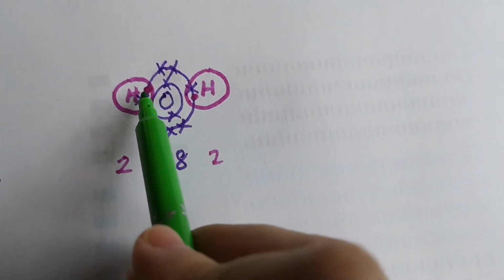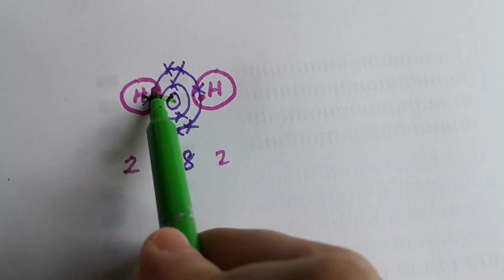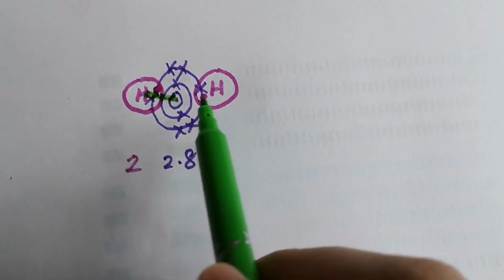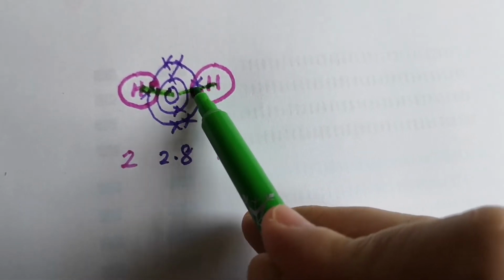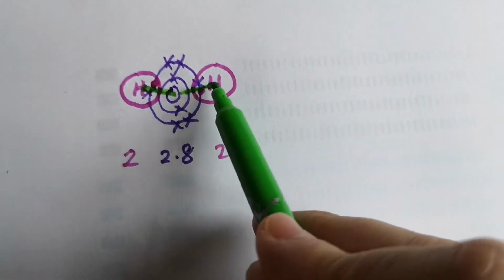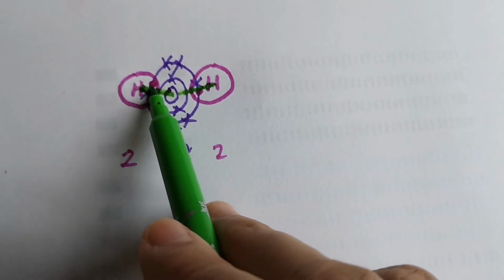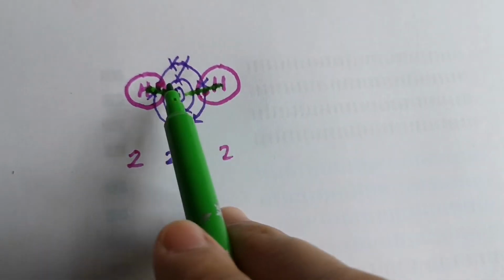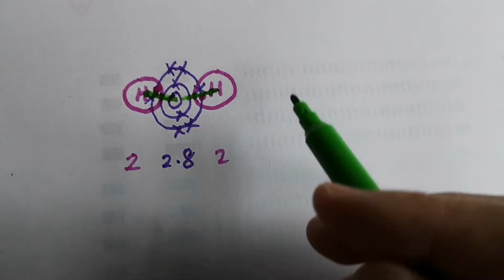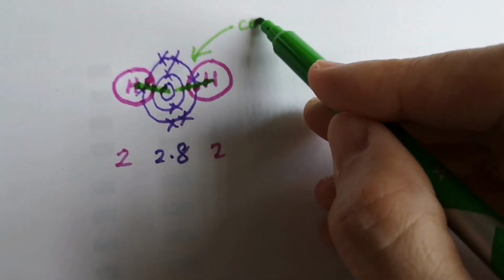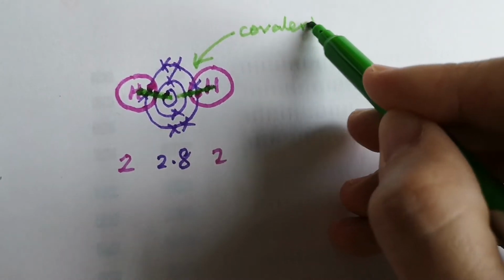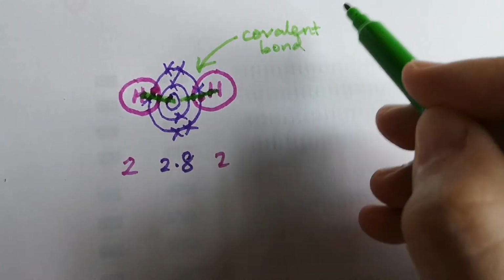Over here is a single covalent bond because one pair of electrons is shared, and then over here another covalent bond, right, because of the one pair of electrons shared. So there are two single covalent bonds. So that's covalent bond. Now this green line here, this is covalent bond.